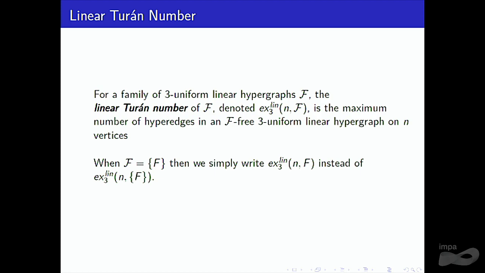Now let's define the linear Turán number. If you have a family F of forbidden hypergraphs, then we denote it by ex_{3}^{lin}(n, F), which is the maximum number of edges in a linear 3-uniform hypergraph that does not contain any hypergraph of F. For formality, when we have just one particular forbidden hypergraph instead of a family, we just write F instead of the set {F}.